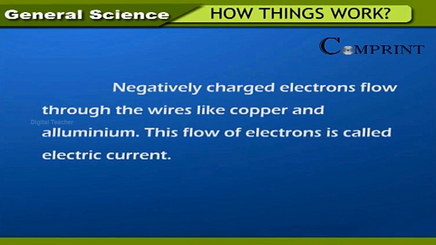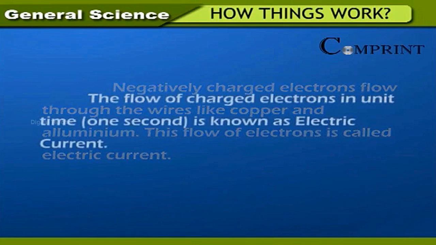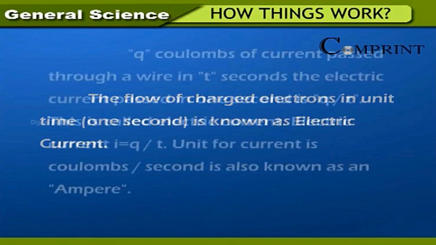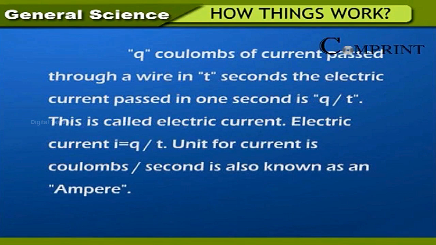Negatively charged electrons flow through wires like copper and aluminium. This flow of electrons is called electric current. The flow of charged electrons in unit time, in 1 second, is known as electric current. Q coulombs of charge passed through a wire in T seconds. The electric current passed in 1 second is Q by T. This is called electric current.